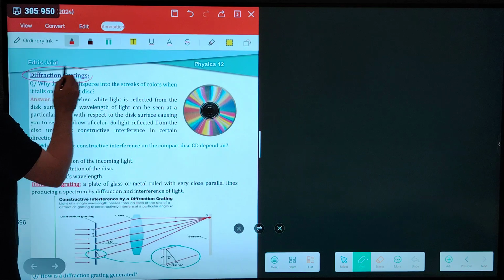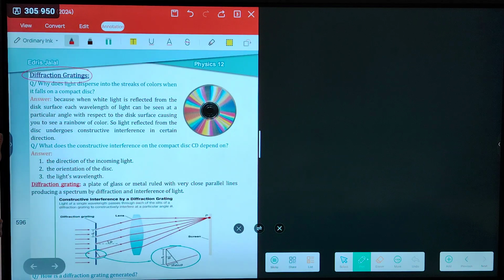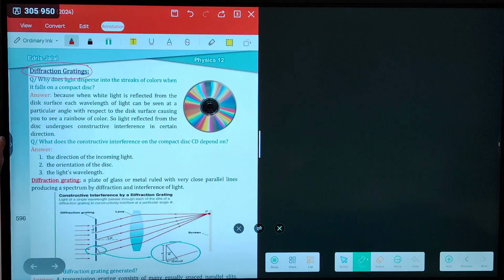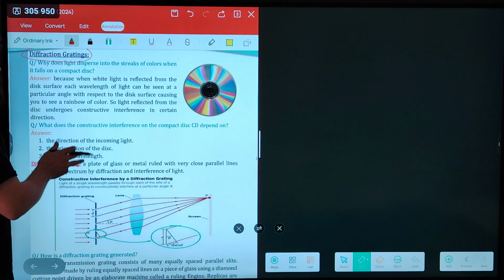Diffraction grating, another topic. What is a diffraction grating? A diffraction grating is a device, a transparent material, that can be used to demonstrate the interference of light and the diffraction of light, and also can be used to disperse white light into the spectrum.